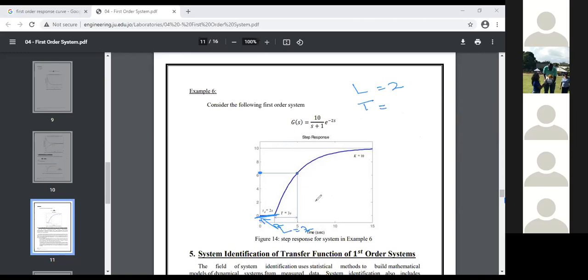So T now would be 3, and K would be equal to 10, although we don't need K in this particular scenario. So you can look at the curve, work out 63%, and then just look at the graph and work out the time. Based on that, L equals 2, T equals 3, K equals 10.